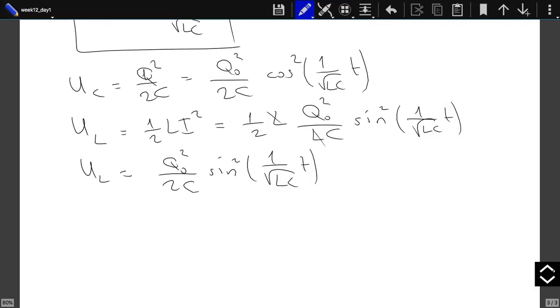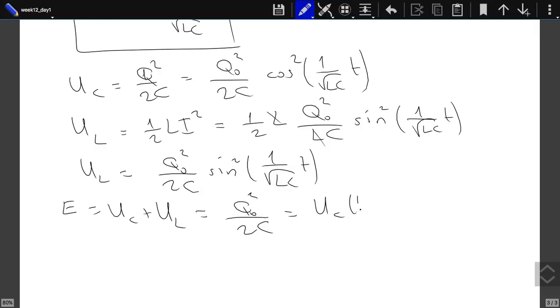The total energy of my system is the energy stored in the capacitor plus the energy stored in the inductor. This is equal to Q0 squared divided by 2C, which is nothing but the energy stored in the capacitor at time t equal to 0. This is what we had already expected. The energy is basically transferred from the capacitor to the inductor and back and forth, so the total energy will always be conserved. It will always be equal to the energy stored in the capacitor at t equal to 0, because at t equal to 0 there is no energy stored in the inductor.